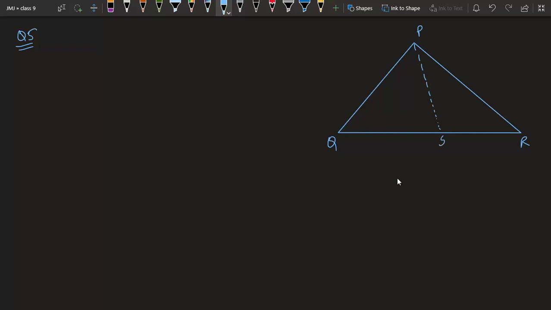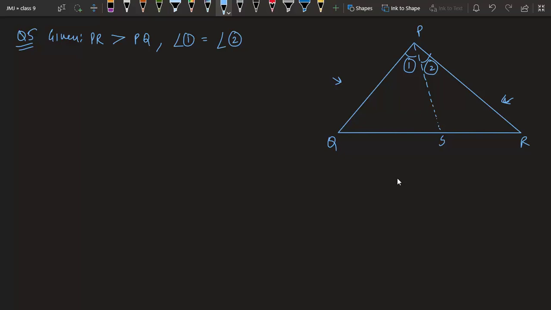Now, what is given to us in the question? In figure 7.51, PR is more than PQ. So, given, PR side is more than PQ. First thing. And second thing, PS bisects angle QPR. That means this PS is bisecting the angle. So if it is 1 and 2, actually given to us is angle 1 is equal to angle 2.